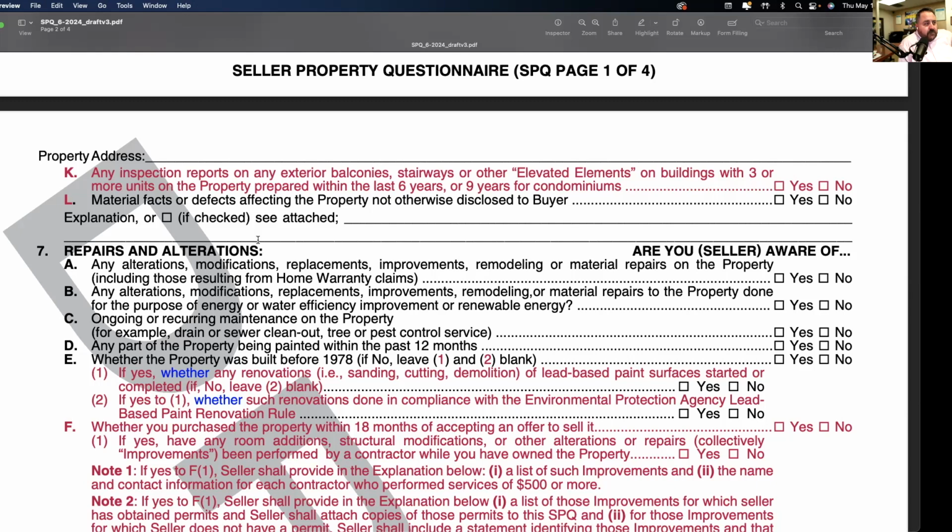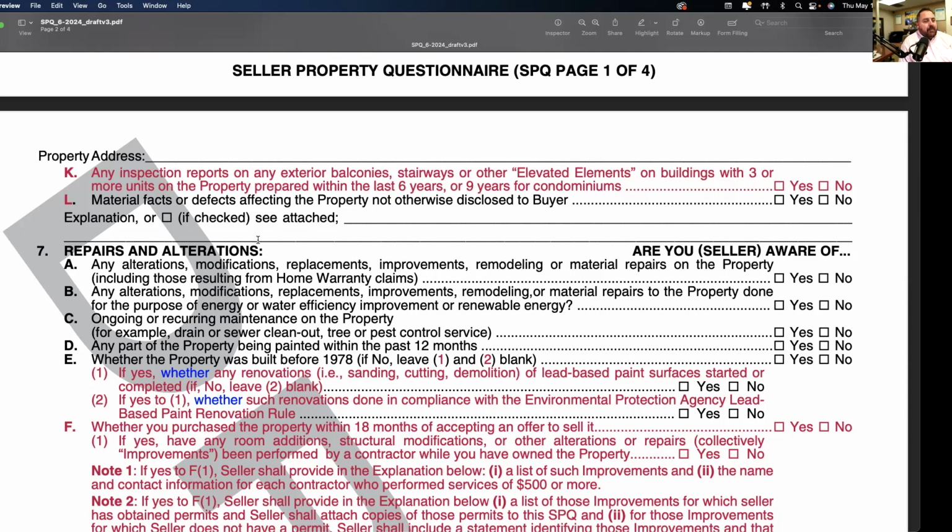Okay? Any alterations, modifications, replacements, improvements, remodeling, or material repairs to the property done for the purpose of energy or water efficiency improvement or renewable energy. Again, anything you've done. Have you put in water conserving fixtures? Have you put in the solar panels? Did you put in energy saving windows? Those kind of things.